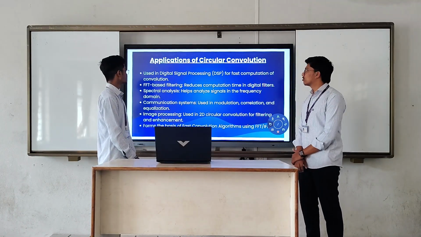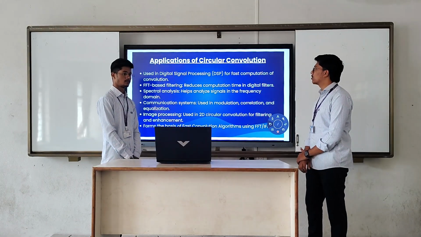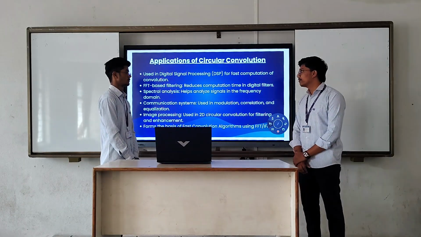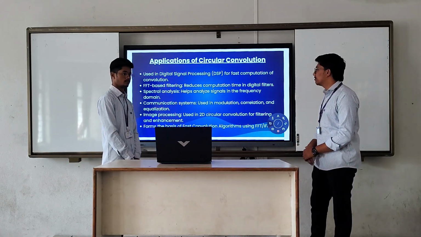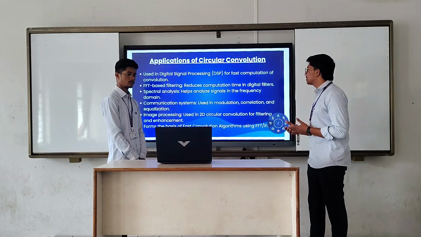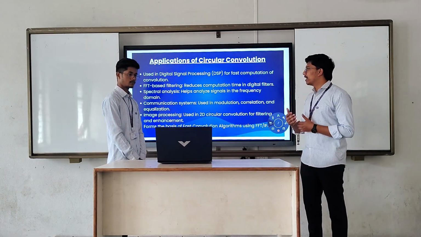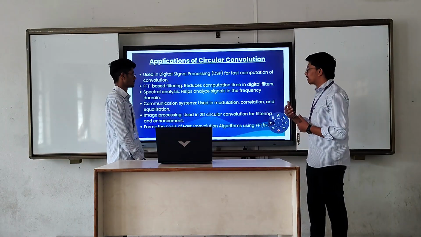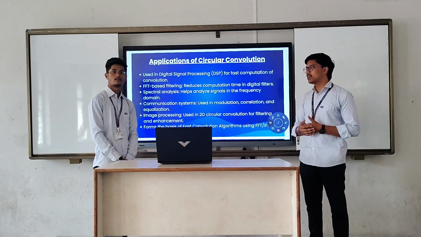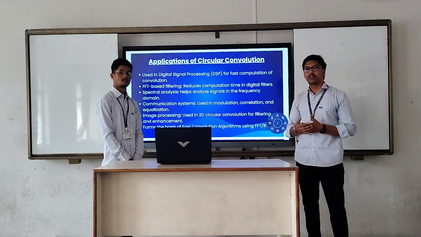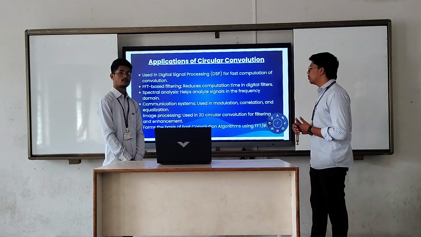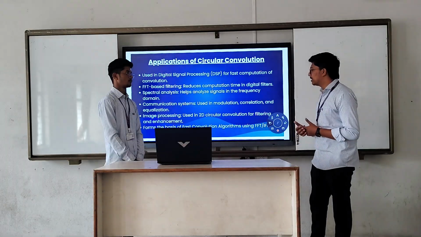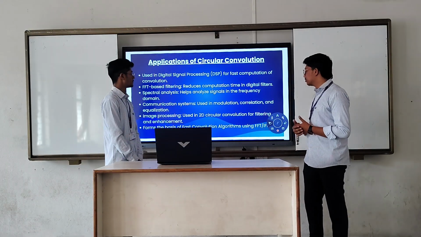So here are some applications of circular convolution. Circular convolution is used in digital signal processing for fast computation of convolution. FFT-based filtering reduces computation time in digital filters. Spectral analysis: it helps analyze signals in the frequency domain. Communication systems: it is used in modulation, correlation, and equalization. Image processing: usually 2D circular convolution for filtering and enhancement. It forms the basis of the fast convolution algorithm using FFT.